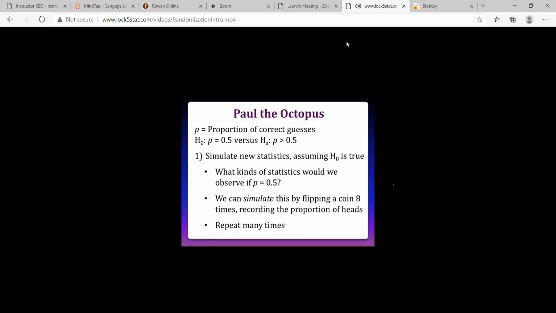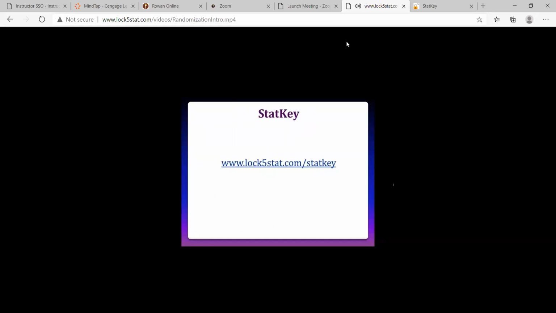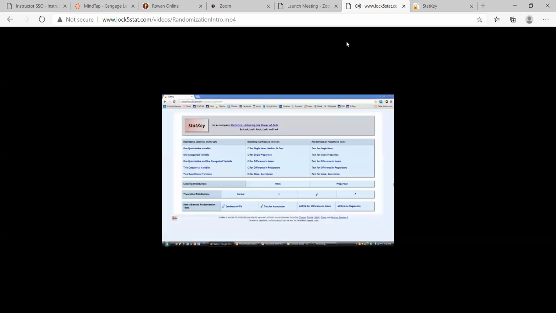There are lots of different options for technology for conducting a randomization test, and we give manuals for many of the common software packages. But for ease of illustration, here we're going to use StatKey, which is free online software that we've developed to accompany our textbook. This is the home page for StatKey. Here we're going to be focusing entirely on this randomization hypothesis test column.